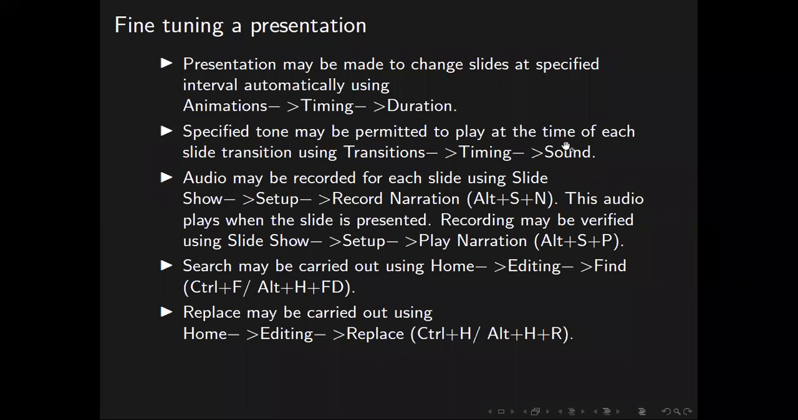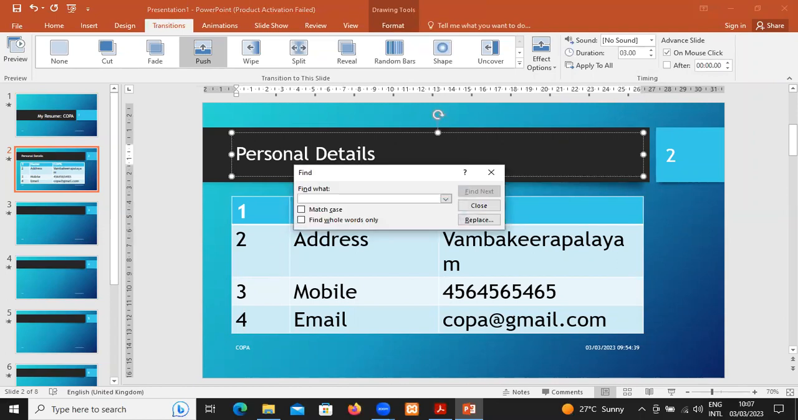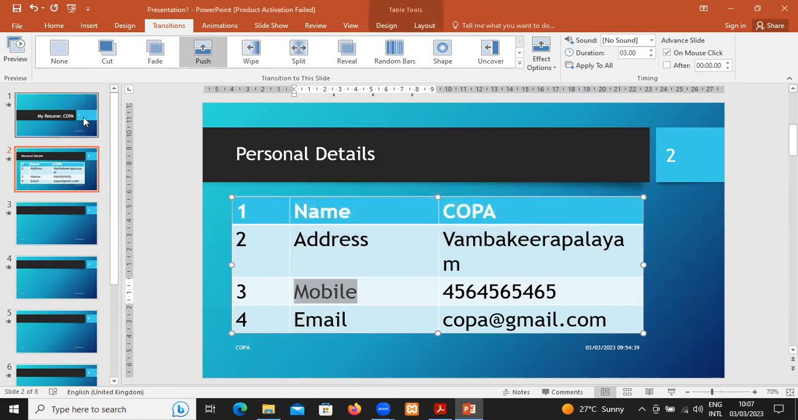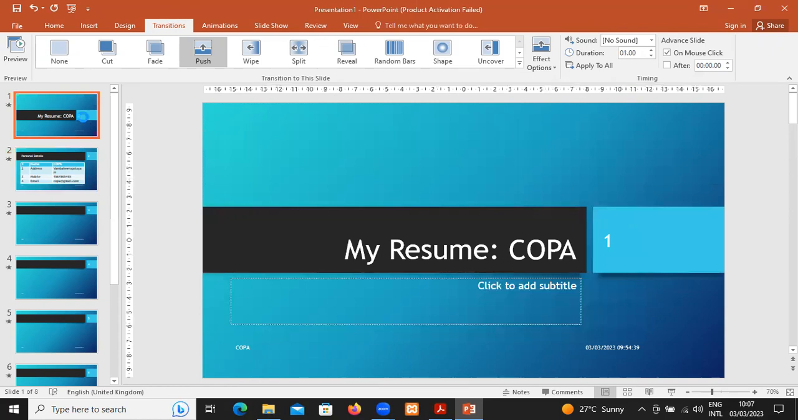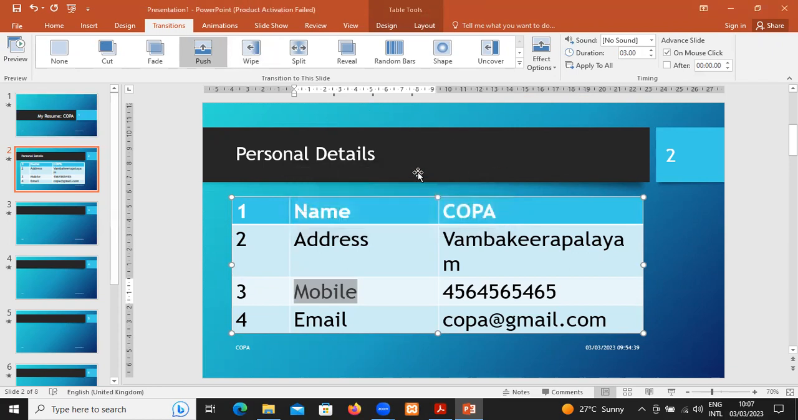Okay. Then Home, Editing, Find. Control F will help us to find certain text. Maybe I wish to find where "mobile" appears. I may get it immediately through Find. I go to the first slide, press Control F, and type mobile. I go to the different slide in which mobile appears. There is no need for the search content to be in the same slide. It goes to any other slide and searches for the string we provide.